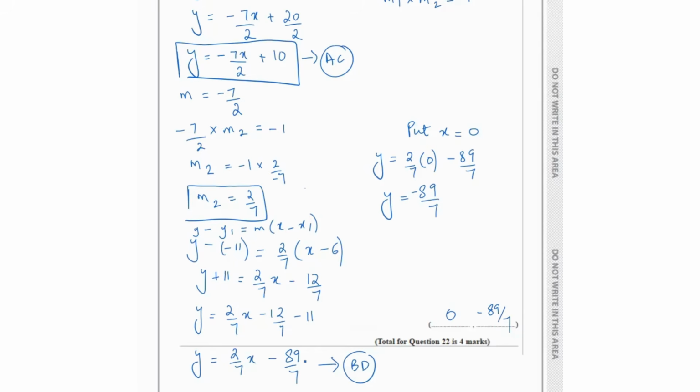You have to try to get as many marks as possible, even if you're getting confused while doing your question. That is the main goal. Get as many marks as possible.